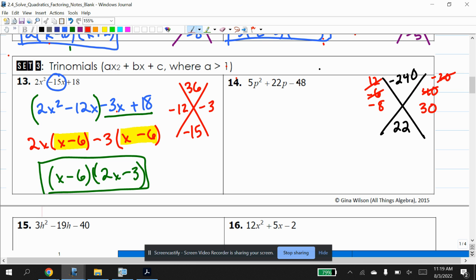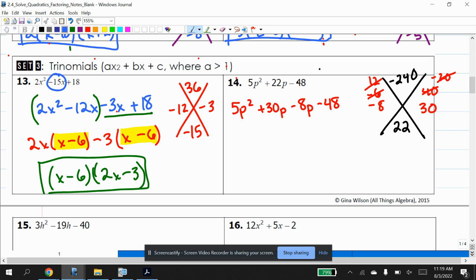So now I have the right numbers for my x, so I need to rewrite my problem as 5p squared, and then you need to choose: do you want to put the negative 8 next or the 30? I'm going to put the 30 next. Plus 30p minus 8p minus 48. So I've taken the two pieces from my x and put them in the middle of my problem. It doesn't matter what order you do it in. I chose to put the 30 with the 5p squared because I know 5 and 30 have a GCF of 5, and I know 8 and 48 have a GCF of 8.